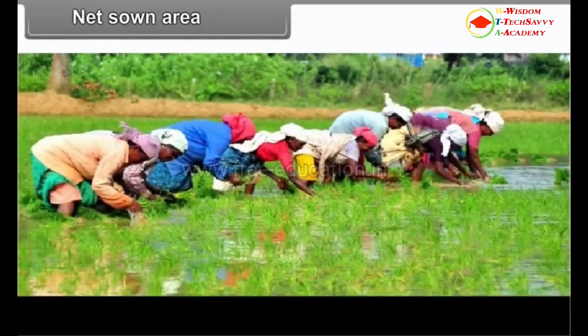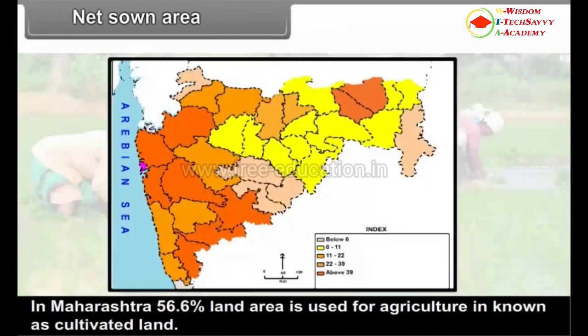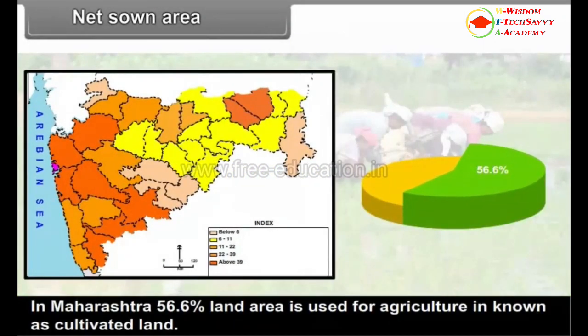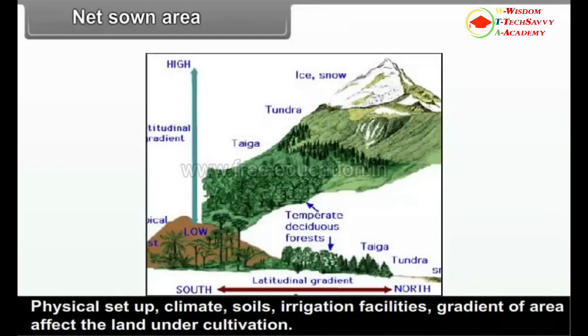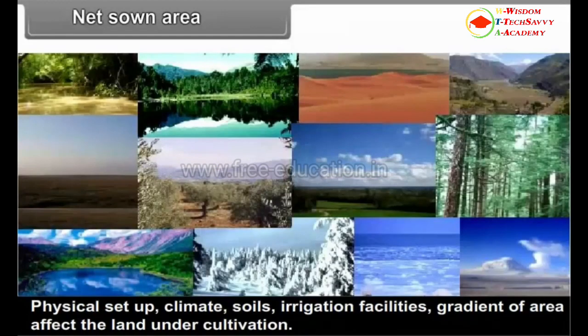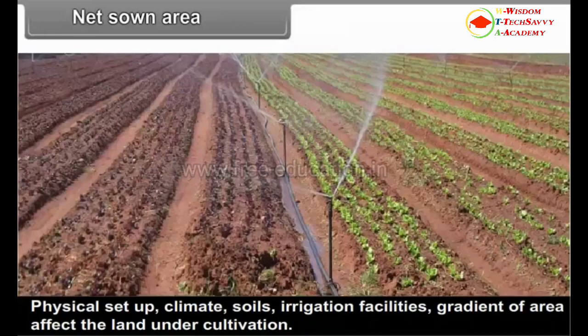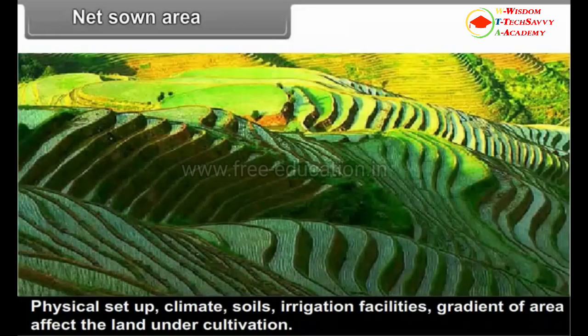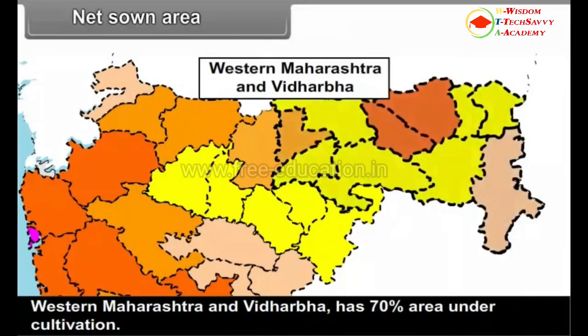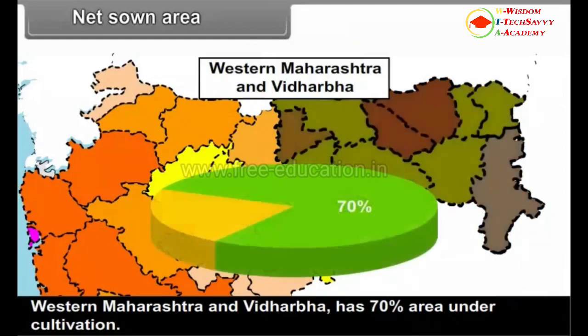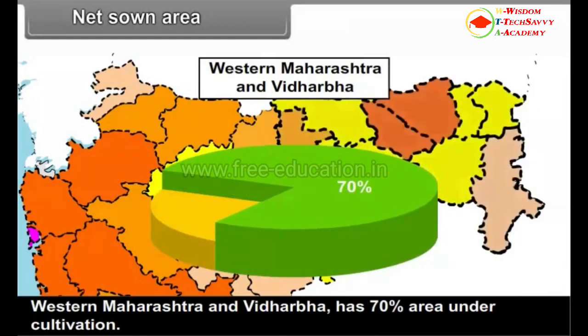Net sown area. In Maharashtra, 56.6% of the land area is used for agriculture, which is known as cultivated land. Physical setup, climate, soils, irrigation facilities, and gradient of the area affect the land under cultivation. Western Maharashtra and Vidarbha have 70% area under cultivation.